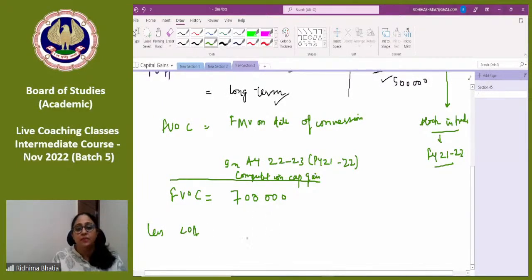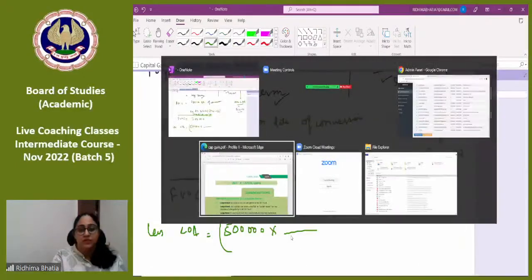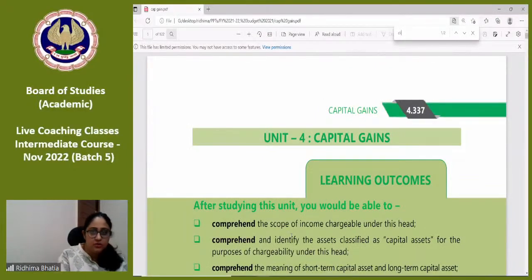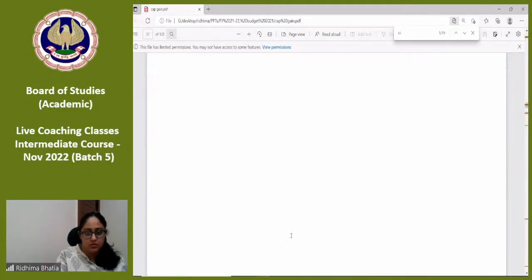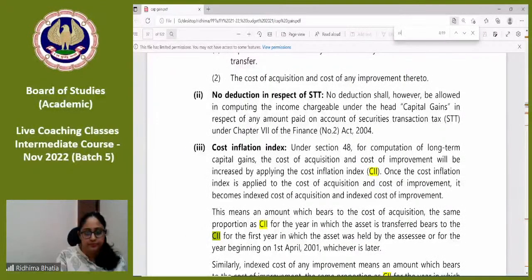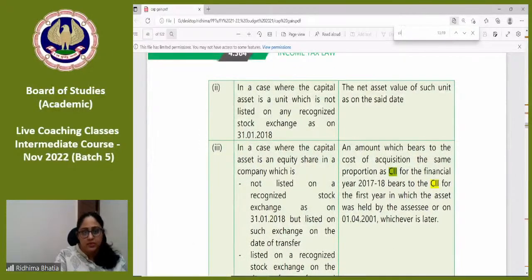Will I take 5 lakhs completely? No, because it's a long-term capital asset. So I will index it. Indexation happens as CII of year of transfer divided by CII of year of acquisition. So if I take what is my CII here, there is a table. 1 second.